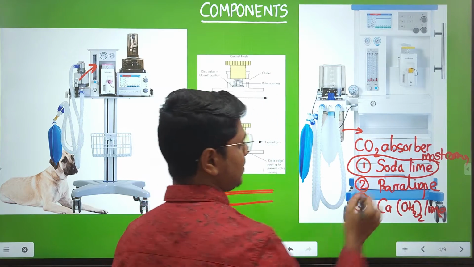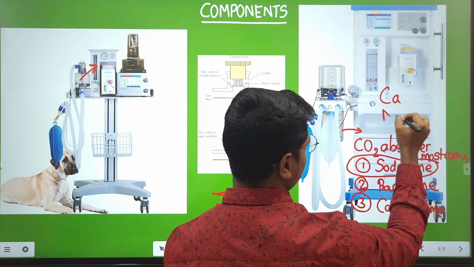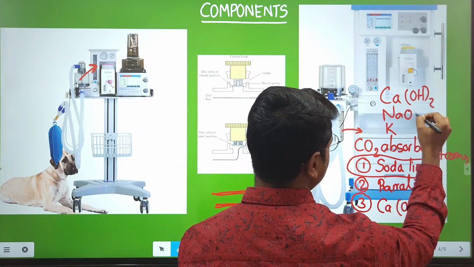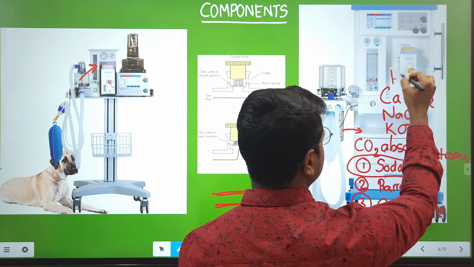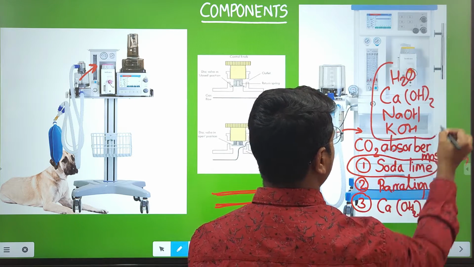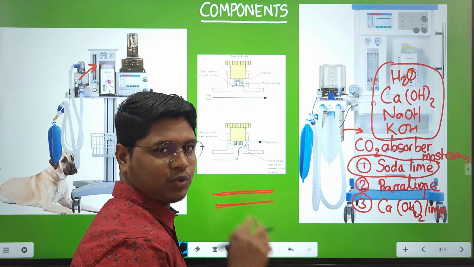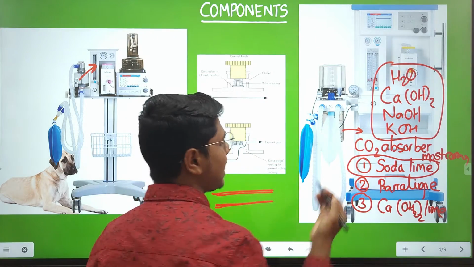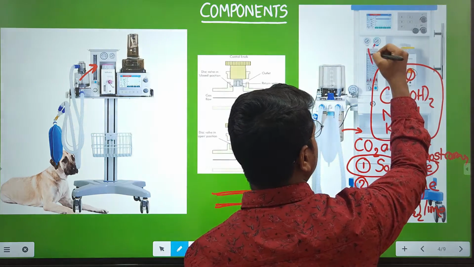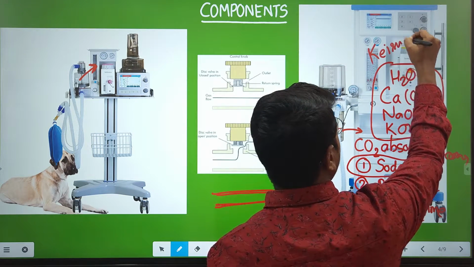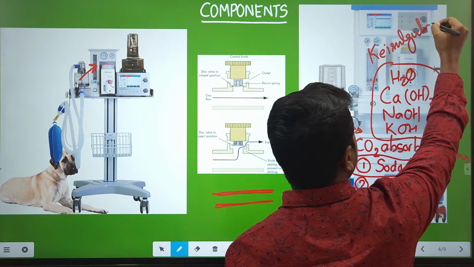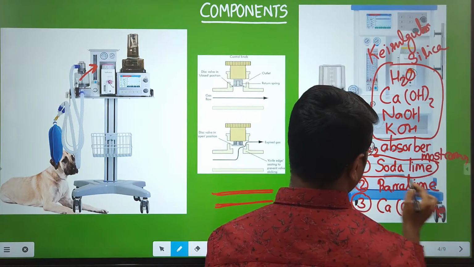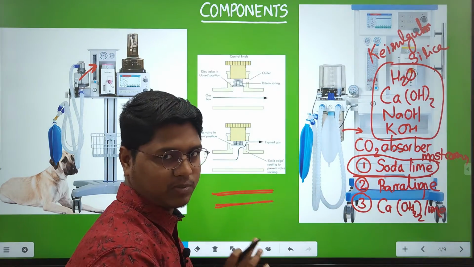The composition of soda lime is, remember, calcium, sodium, potassium, all in hydroxide form: calcium hydroxide, sodium hydroxide, potassium hydroxide along with H2O. Okay, this is the composition of soda lime. In the soda lime, two things are added for preventing dust formation. They are usually asked. The things added here are coaxial and silica. These two things are added to the soda lime so that there will not be any dust formation.